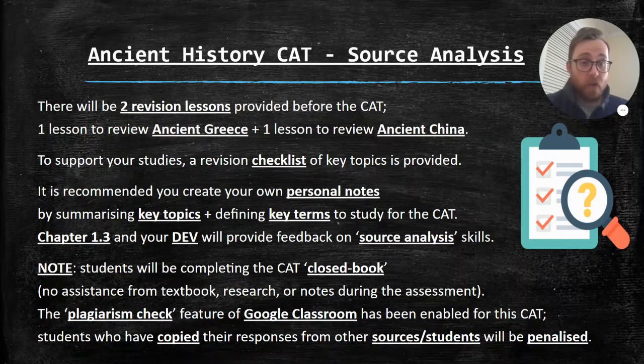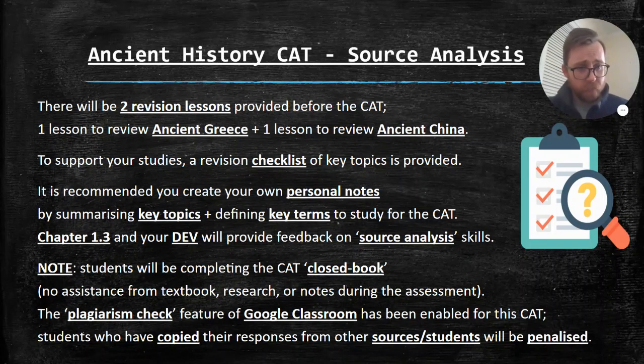It is recommended you create your own personal notes by summarizing key topics and defining key terms to study for the CAT. The best way to learn something is to learn it yourself, to look at the information in the textbook or the slides or in videos or support resources or worksheets, whatever it is, and then create that information yourself, to summarize the information in your own words, because that way you are looking at it in different stages. You're absorbing the information when you read it, when you watch it. You're absorbing the information when you think about it, and try and put it into your own words. And then you're again having another stage of learning when you write down that information yourself. So we encourage you to create your own personal notes to study for the CAT.